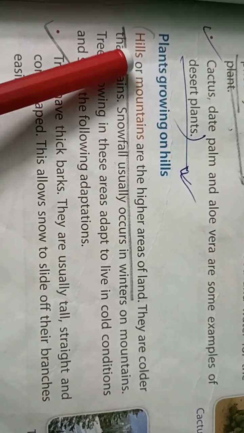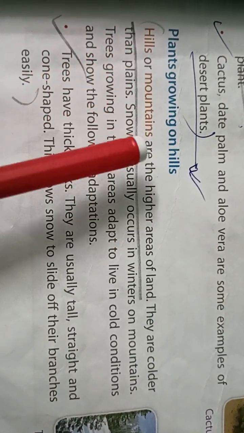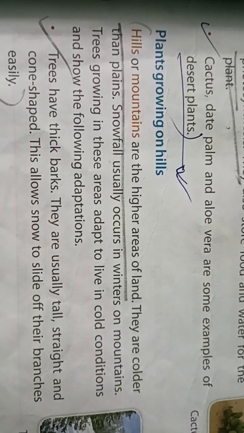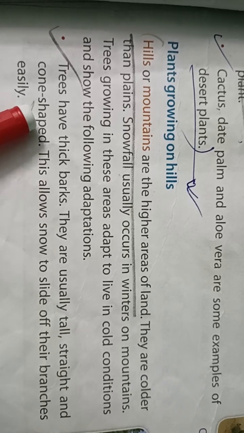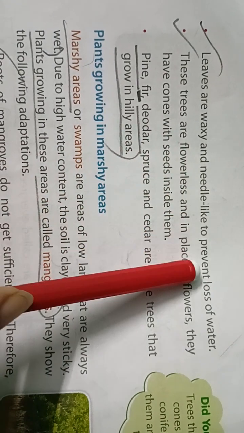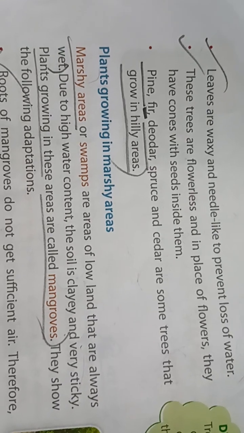What are the special features of the plants that grow in the hills or mountains? They are very tall. Why? They are tall in search of sunlight. The trees have thick barks. They are tall and straight and cone shaped. Why are they cone shaped? So that the snow or the water slides off easily. More special features are the leaves are waxy and needle shaped. These are the examples. So please find the answers accordingly.